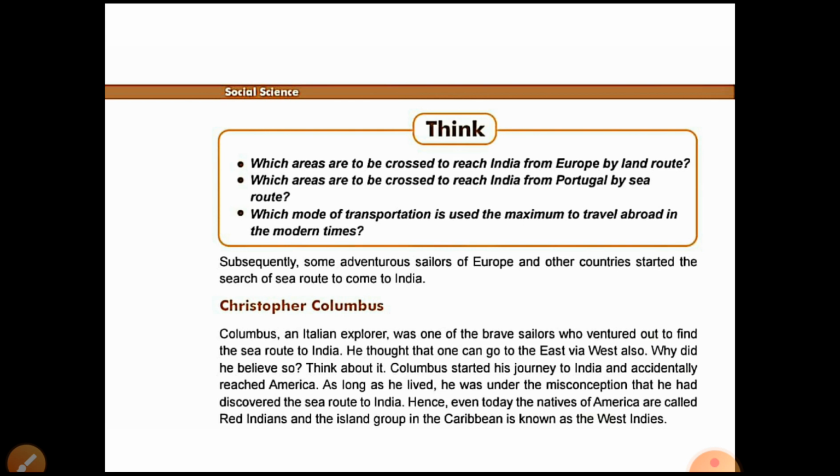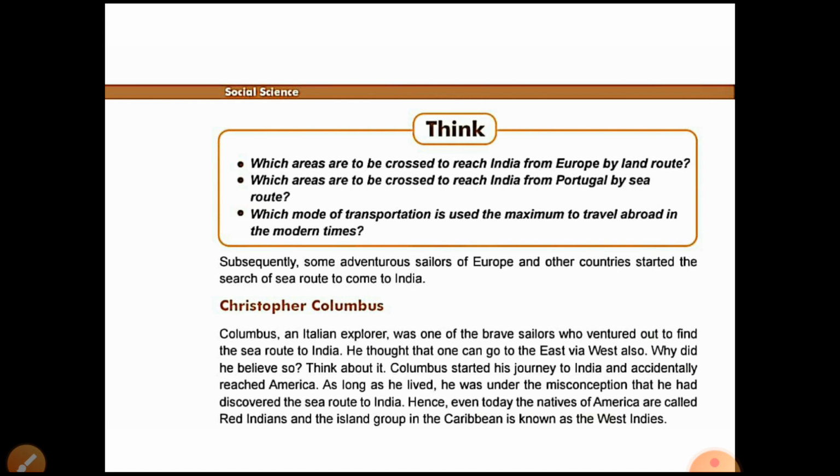So because of that, he believed that he could travel around the earth and come back to India. So Columbus started his journey to India and accidentally reached America. Okay, so he started his journey to India. He wanted to come to India, but accidentally he reached America.